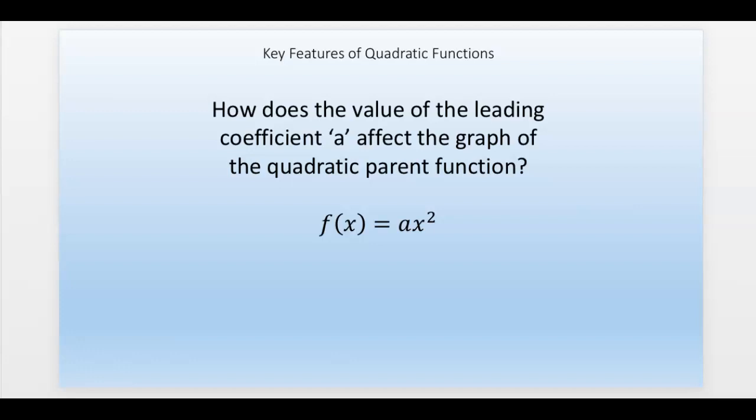Now, how does the value of a affect the graph of the quadratic parent function? This a that's in front of the x squared. If we change the a, how does that affect the graph? We're going to look at Desmos in the second video, which is in the orange folder, and play with it a little bit. But I'm going to tell you right now the 3 things that a does.